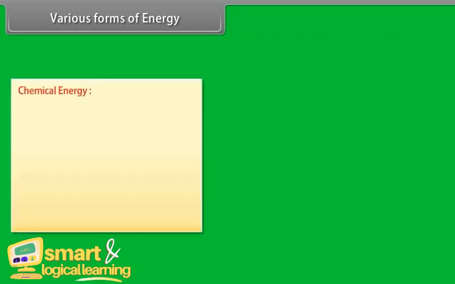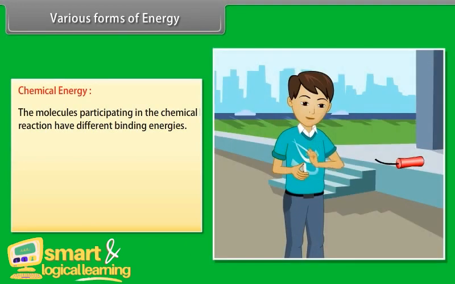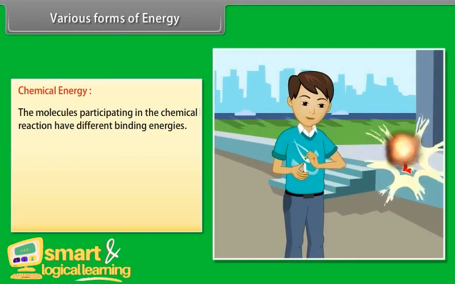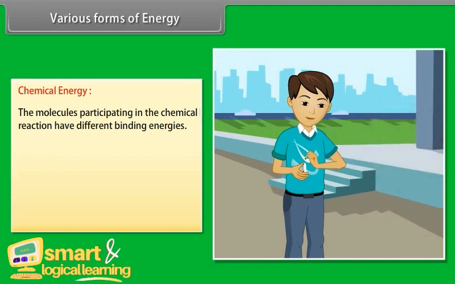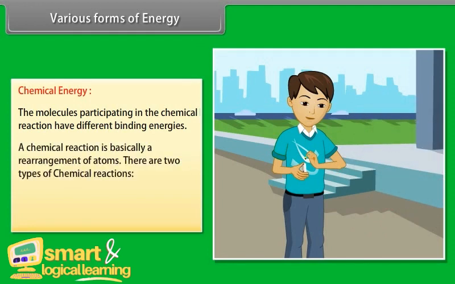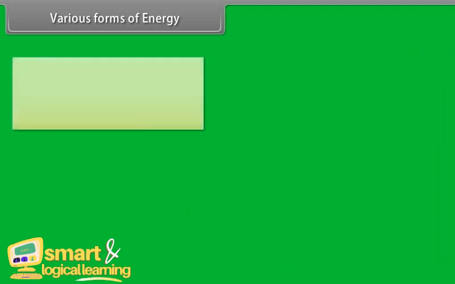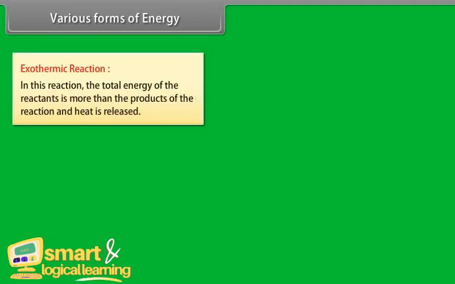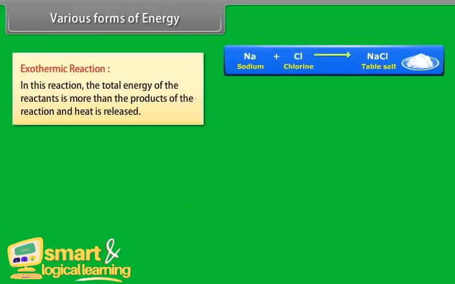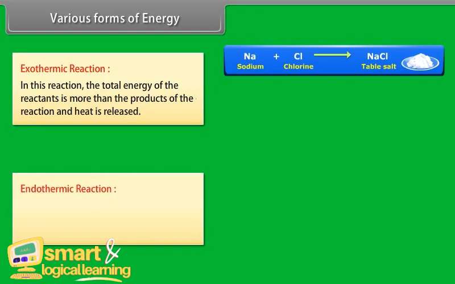Chemical energy. It arises from the fact that the molecules participating in a chemical reaction have different binding energies. A chemical reaction is basically a rearrangement of atoms. There are two types of chemical reactions: number 1, exothermic reaction, and number 2, endothermic reaction. Exothermic reaction. In this reaction, the total energy of the reactants is more than that of the products of the reaction and heat is released.